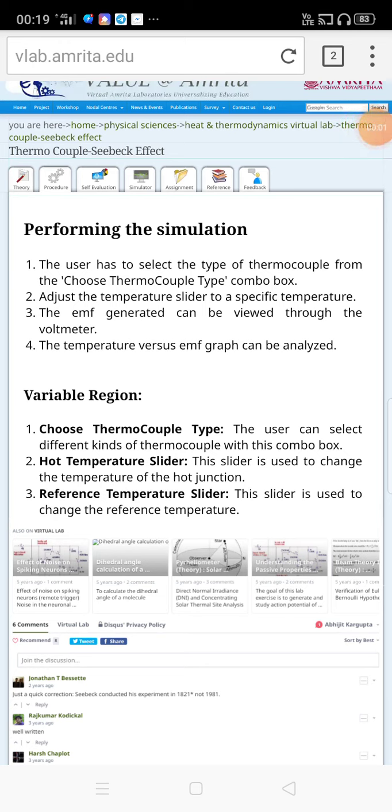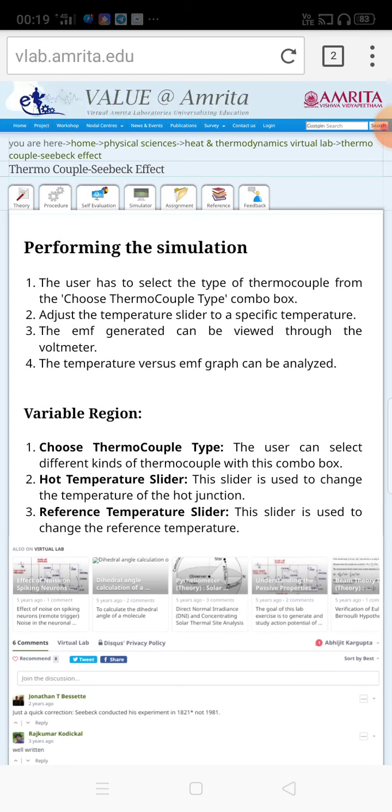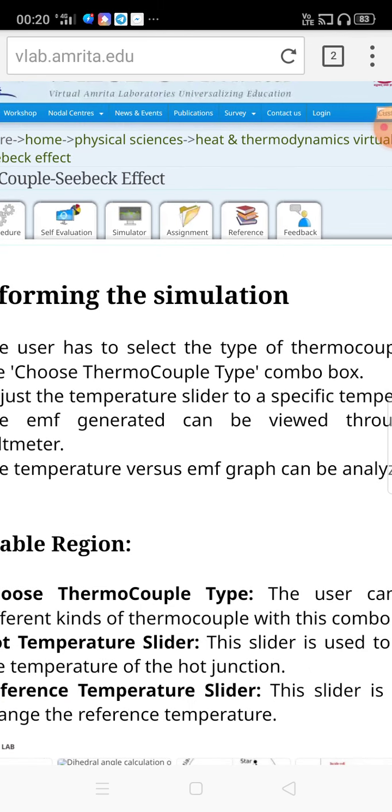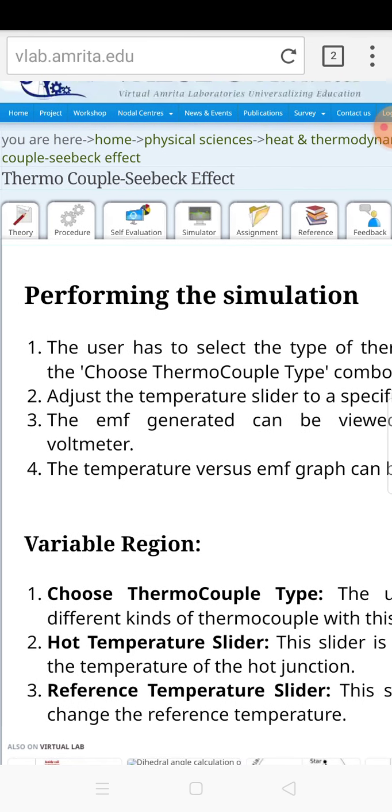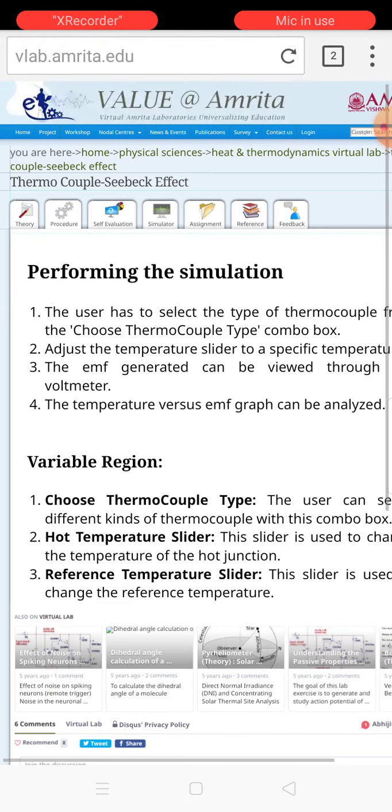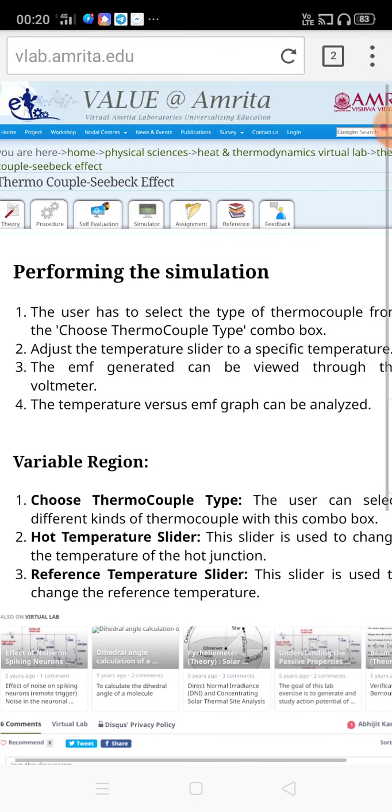My student, I am going to demonstrate your practical. The name is thermocouple by Seebeck effect. Here you have to use a simulation lab for your performance.